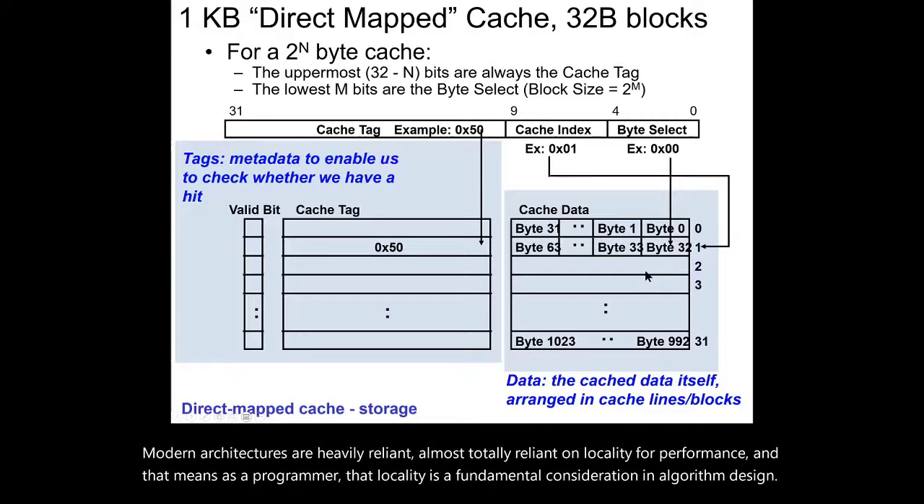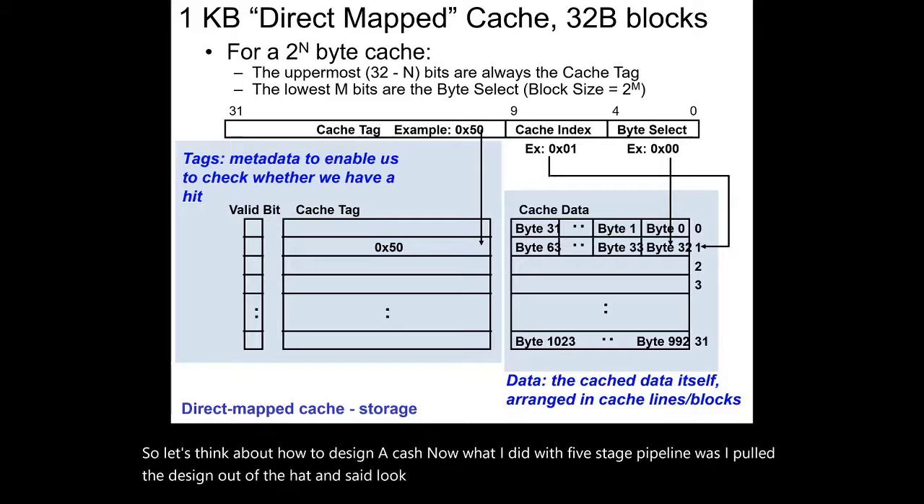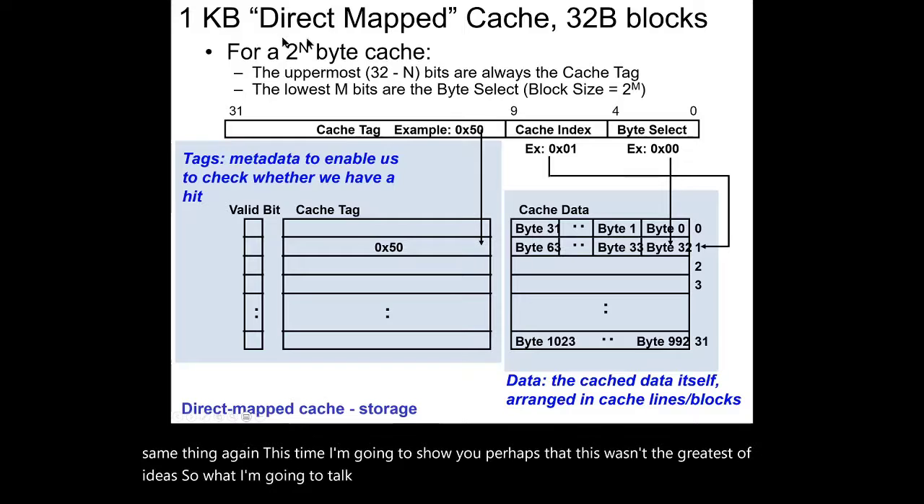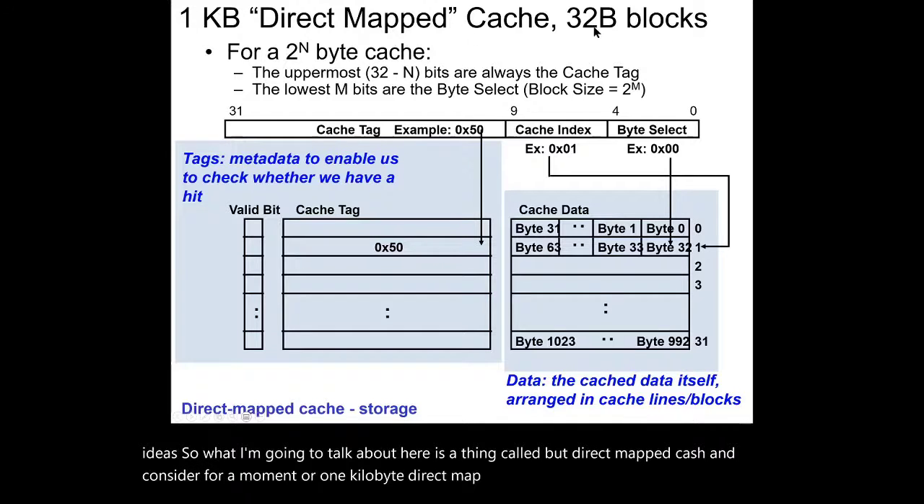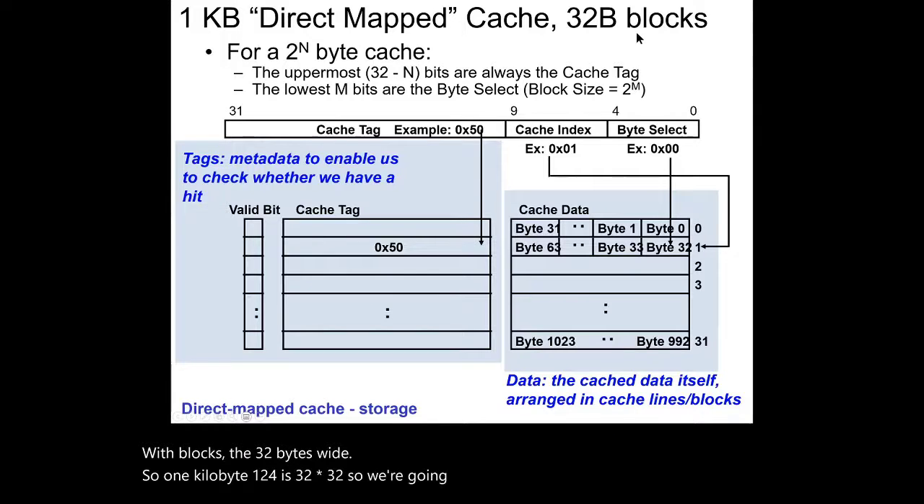So let's think about how to design a cache. Now, what I did with the 5-stage pipeline was I pulled the design out of the hat and said, look, here's an idea for how to do it. I'm going to do the same thing again. This time, I'm going to show you perhaps that this wasn't the greatest of ideas. So what I'm going to talk about here is a thing called a direct mapped cache. And consider for a moment a 1 kilobyte direct mapped cache with blocks that are 32 bytes wide. So 1 kilobyte, 1024, is 32 times 32. So we're going to have 32 of these 32 wide blocks.